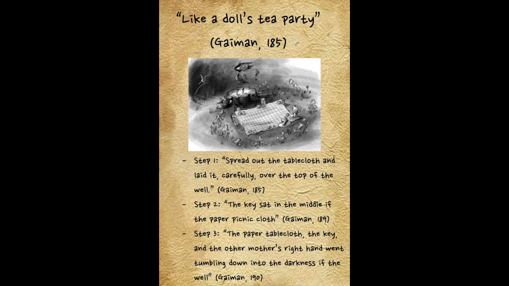All right, so she basically did a doll's tea party where she pretended that she was going to play with her dolls, have a picnic with them, and ultimately trap the other mother's hand. So her first step, she had to spread the tablecloth over the well, and lay it perfectly where it was not going to fall, but could easily fall whenever something is in the middle of it. All right, step 2, she had to set the key in the middle of the tablecloth without it weighing it down or making it look suspicious.